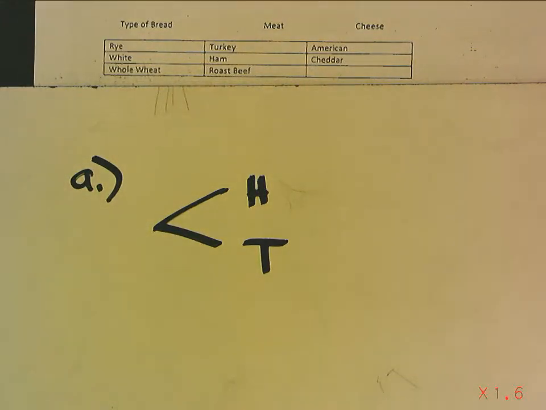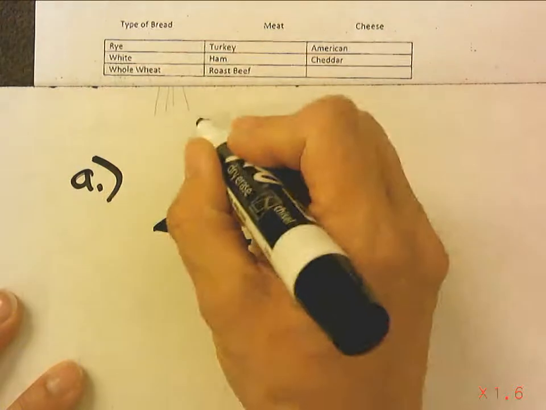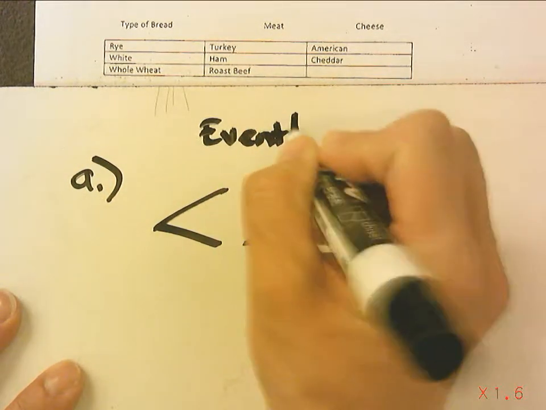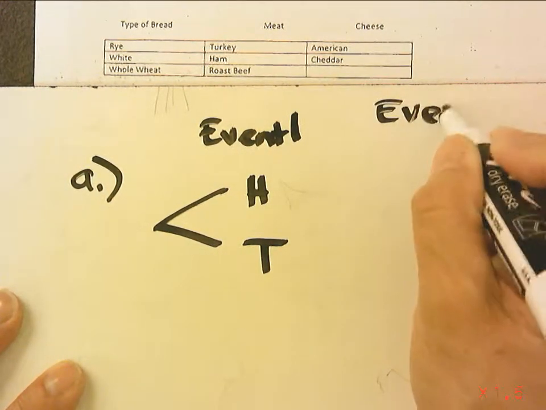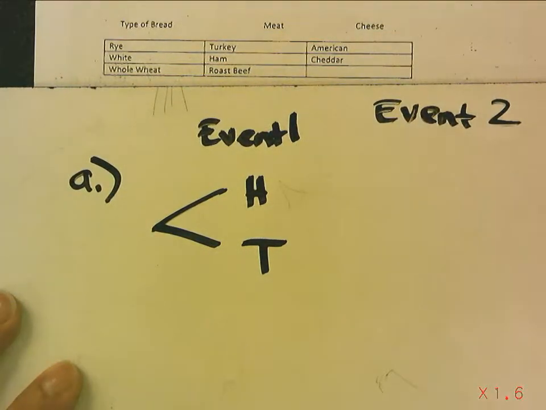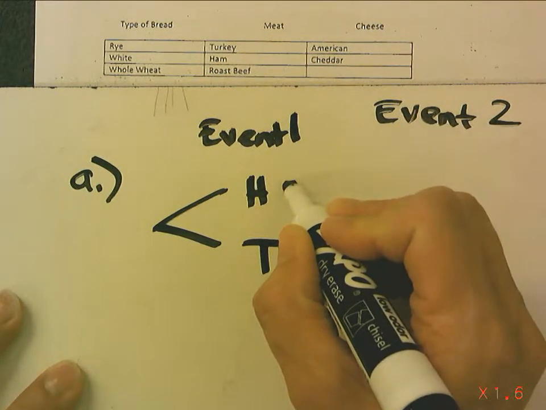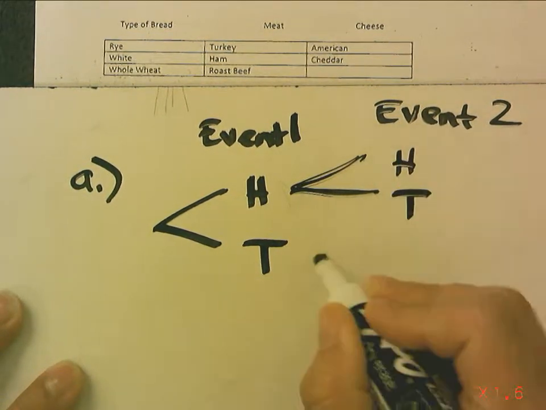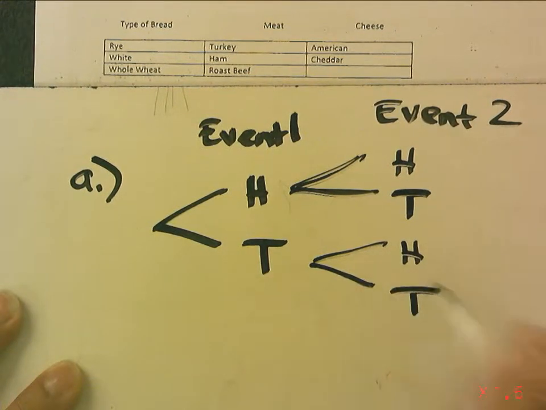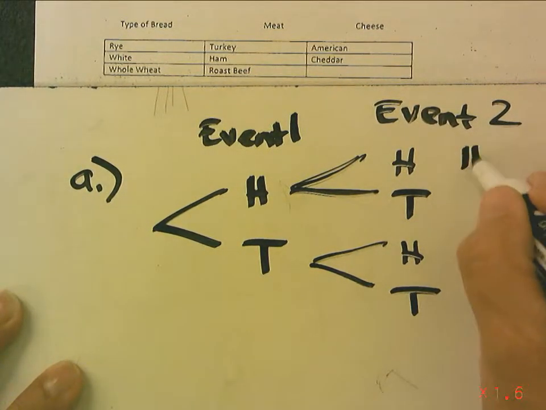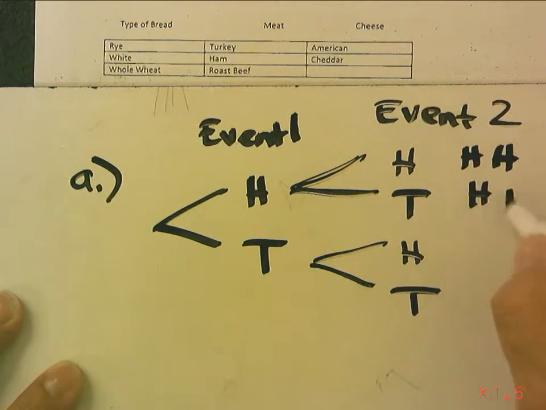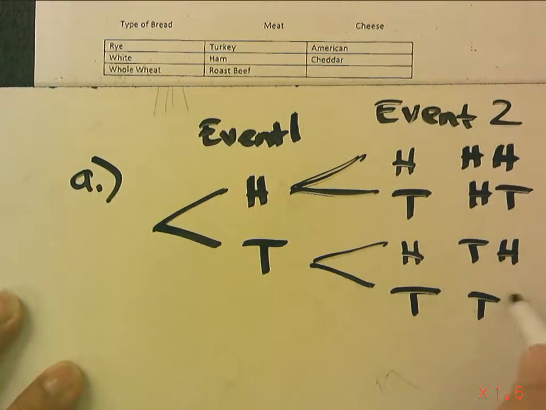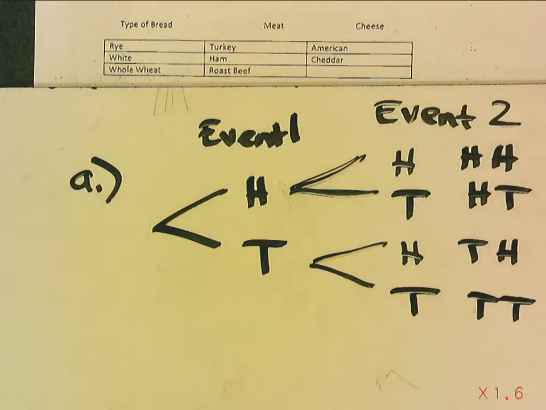Now, even if you toss 2 coins at the same time, it's considered 2 events. Event 1 would be how the first one falls, and event 2 would be how the second one falls. So, for the first one, I could get heads or tails. Whether I get heads or tails, the second one, I could also get heads or tails. So this means I could get heads, heads, heads, tails, tails, heads, or tails, tails. So I could get 4 possible outcomes, and I listed it using a tree diagram.